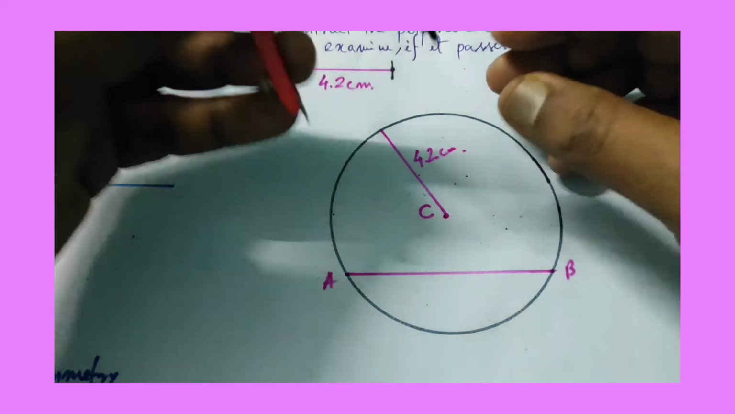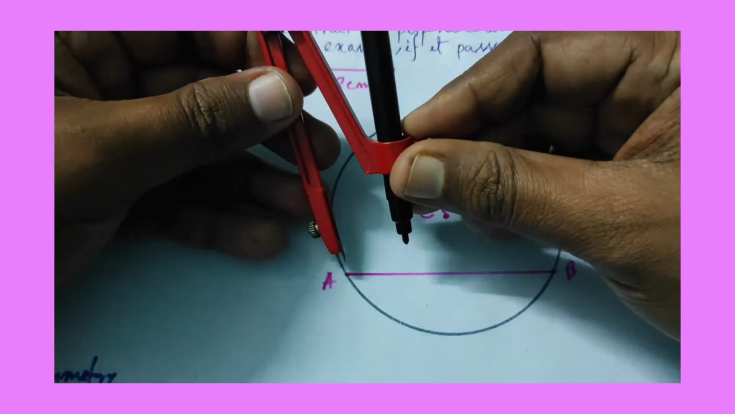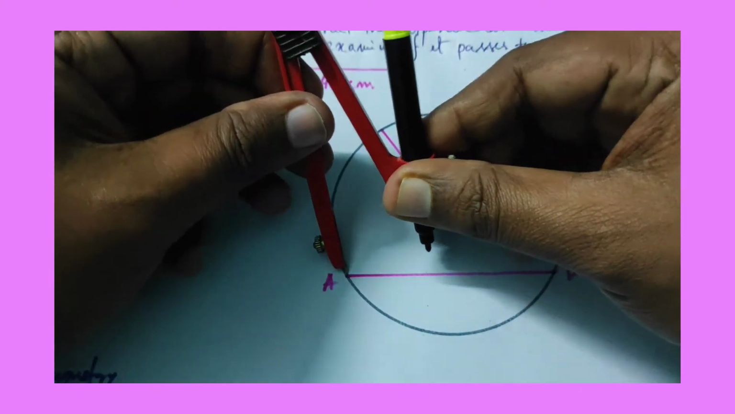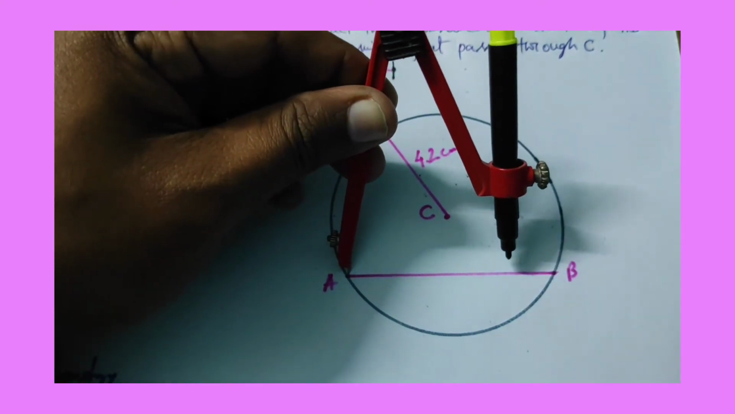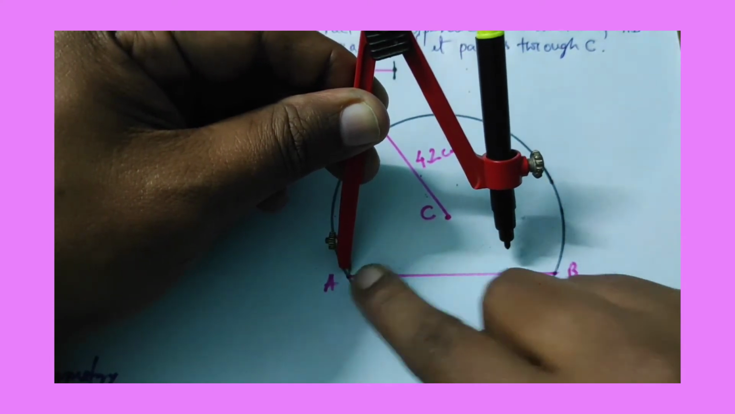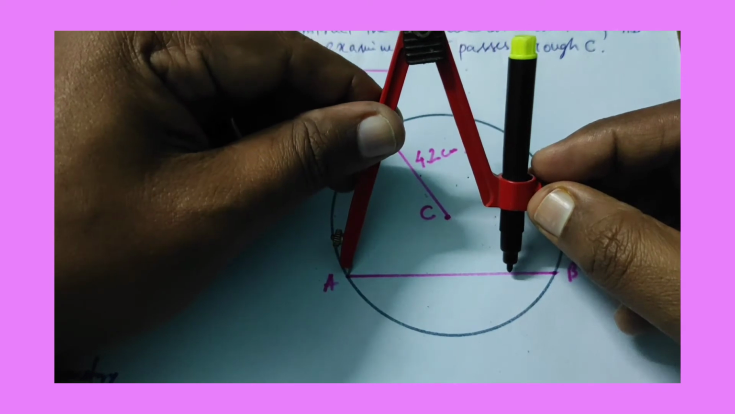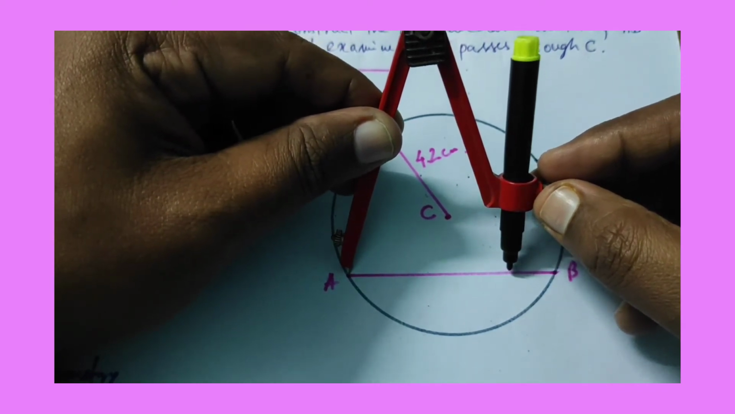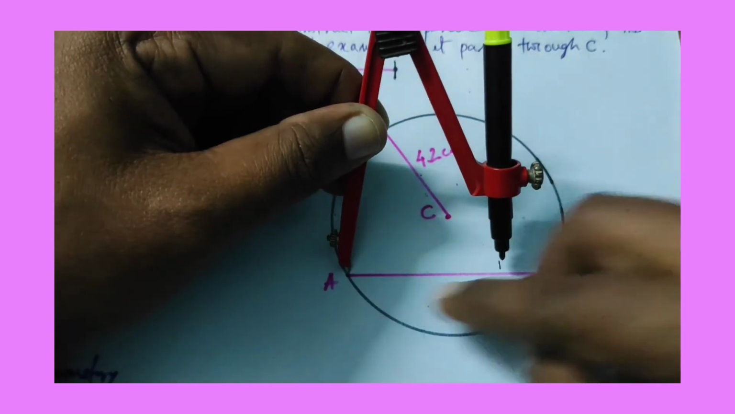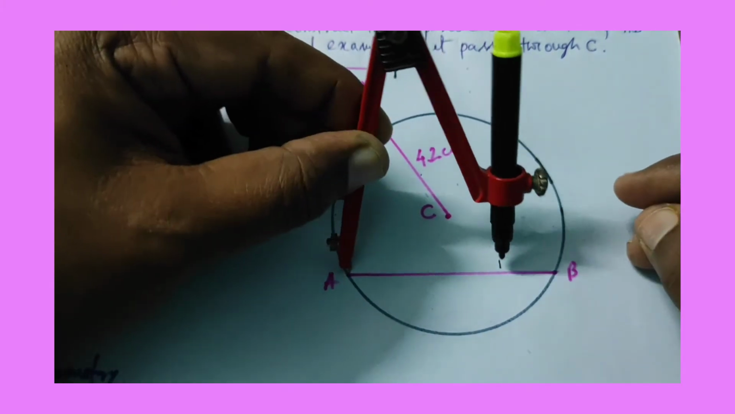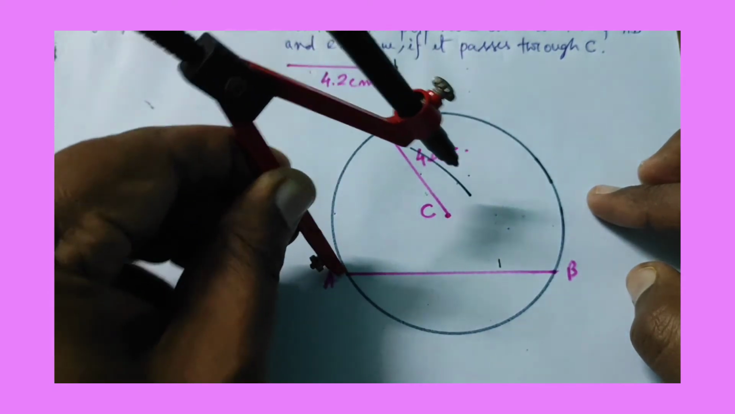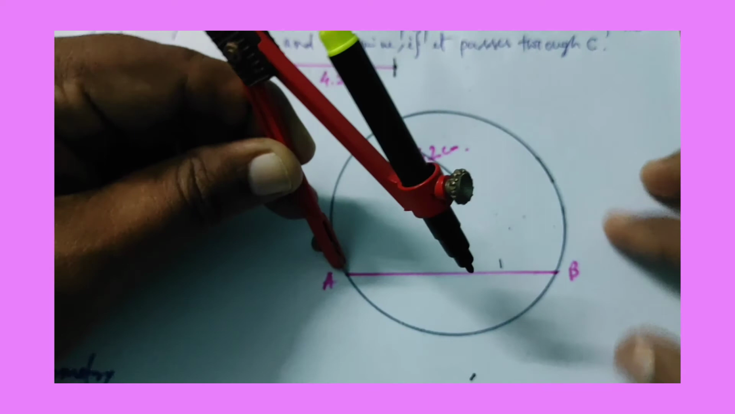So for drawing this, let us take the compass and place the needle at this point and extend the other arm of the compass in such a way so that the length of the radius in this compass is roughly more than half of the length of the chord. Okay, so as you can see, the length of this radius is more than half of the length of this chord AB. So taking this radius in the compass, let us draw the arcs. One is up and one is down at this point.